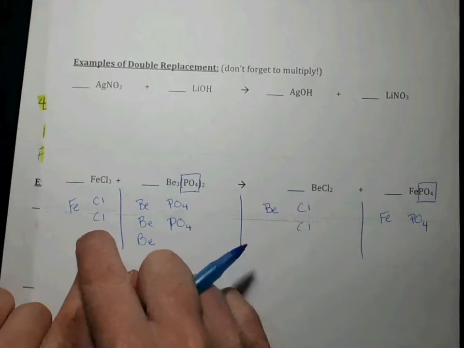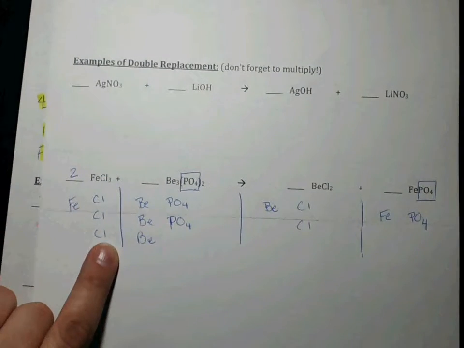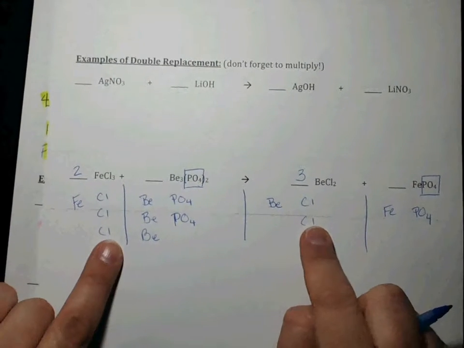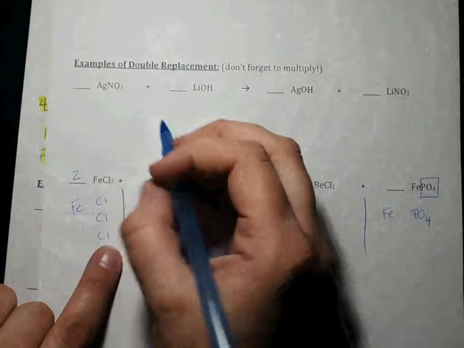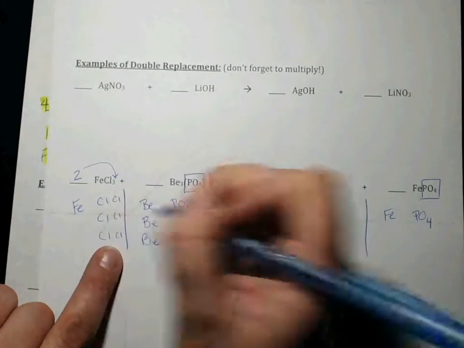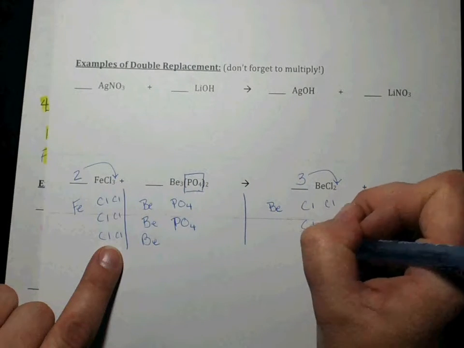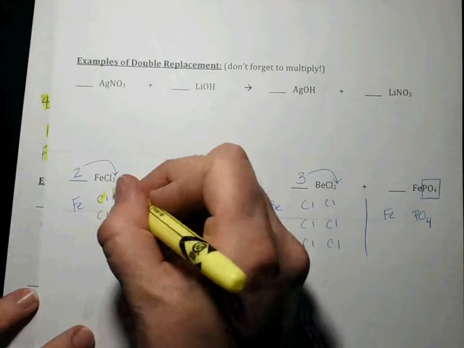So on this side where I have 3, I can go ahead right now and multiply that by 2. On the side where I have 2, I can go ahead right now and multiply it by 3, because I know I'm going to have to get both of these up to 6 to make them equal. So this 2 times 3 does give me 6 chlorines. This 3 times 2 does give me 6 chlorines. And now all my chlorines are equal.